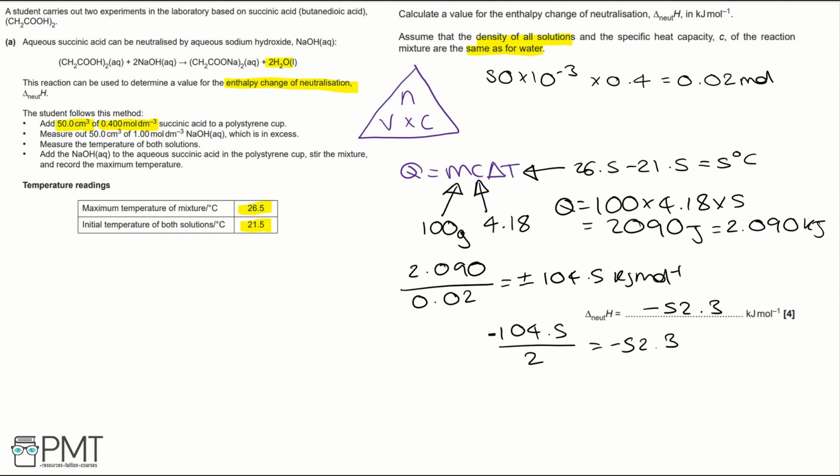To get the 4 marks for this question, you get your first mark for working out the number of moles of succinic acid, 0.02. Your second mark for working out Q, or 2090 joules. Your third mark for working out 104.5 and that this is positive or negative at this stage. And then your fourth mark for working out that you need to divide this by 2 because there are 2 water molecules produced, and writing minus 52.3 on the answer line.